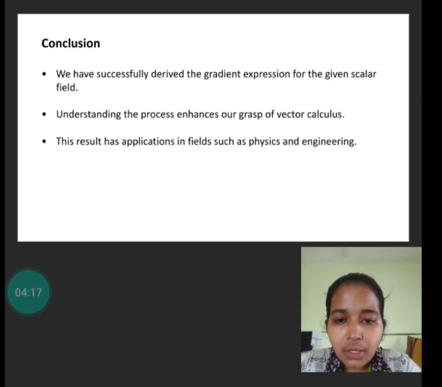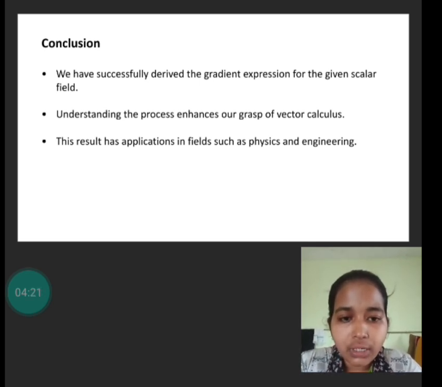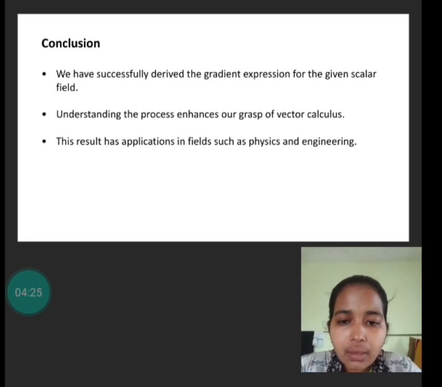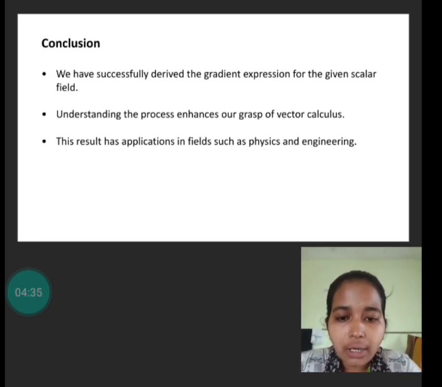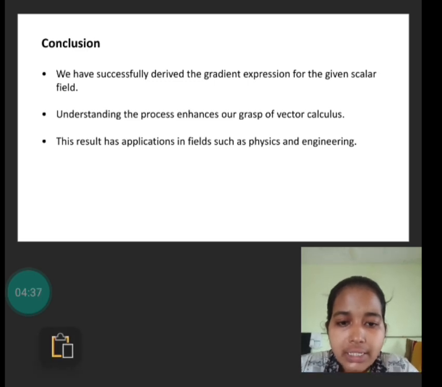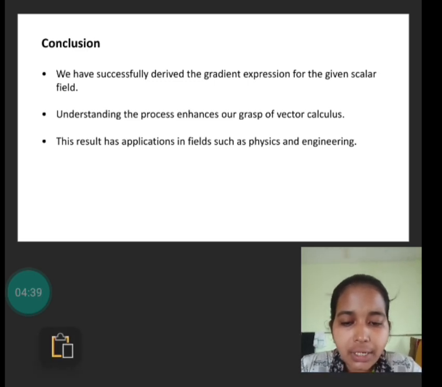Conclusion. We have successfully derived the gradient expression for the given scalar field. And understanding the process enhances our grasp of vector calculus. This result has application in fields such as physics and engineering.